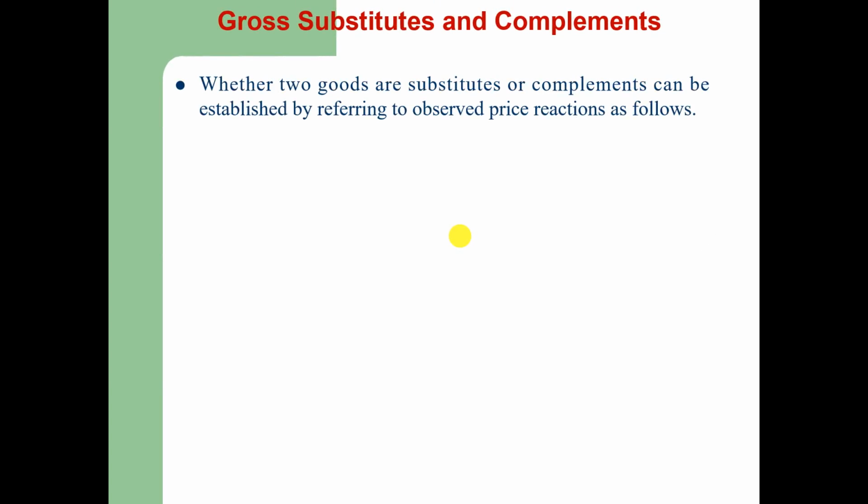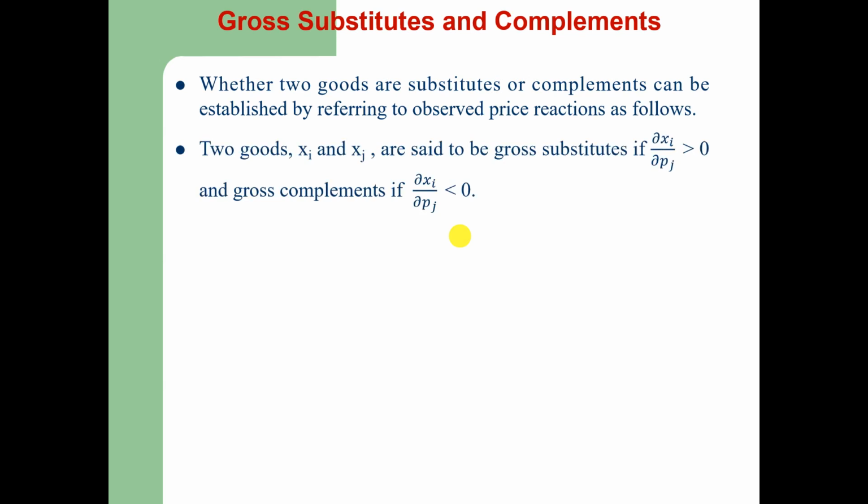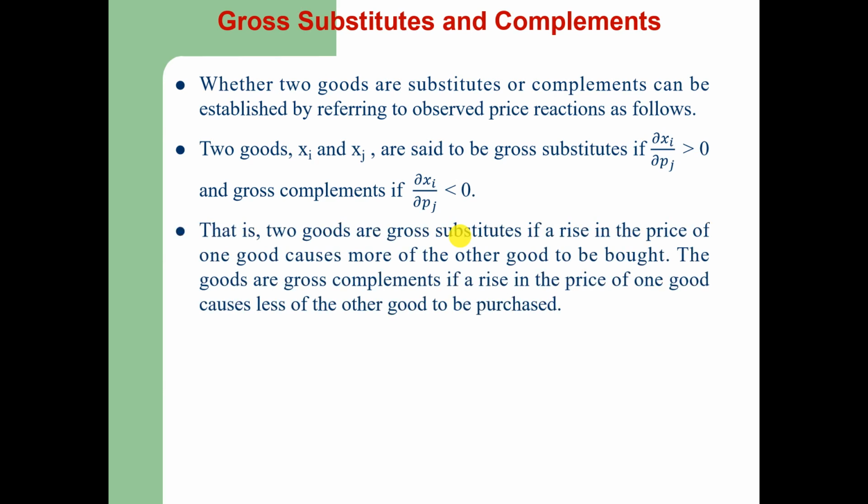Whether two goods are substitutes or complements can be established by referring to observed price reactions as follows. Two goods Xi and Xj are said to be gross substitutes if the partial of Xi with respect to the price of j is positive, that is, greater than 0, and they would be termed gross complements if the partial of Xi with respect to the price of j is negative. That is, two goods are gross substitutes if a rise in the price of one good causes more of the other good to be bought. The goods are gross complements if a rise in the price of one good causes less of the other good to be purchased.